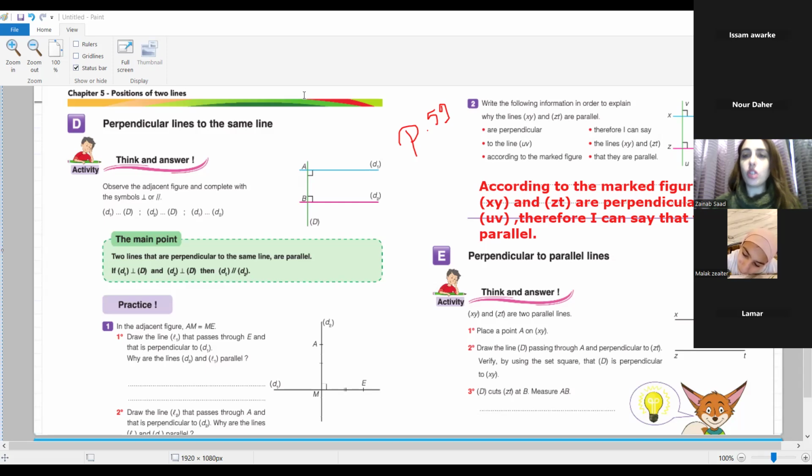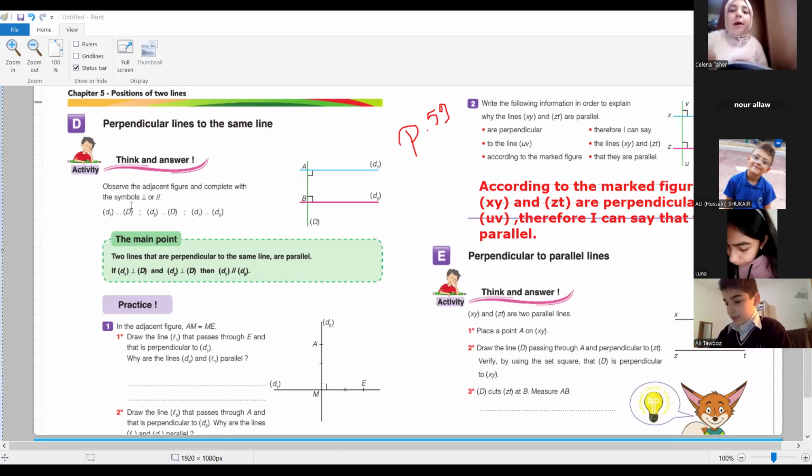Okay, if you finish this, yalla, take time. We're gonna do exercise 1 in practice. I have finished. Yalla, start doing exercise 1 in the practice. Go back to page 58 and do exercise 1.